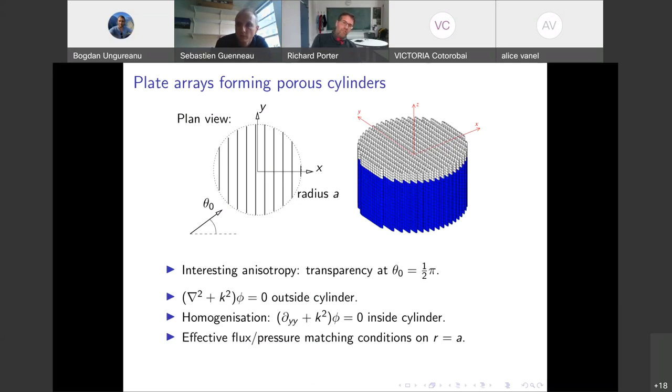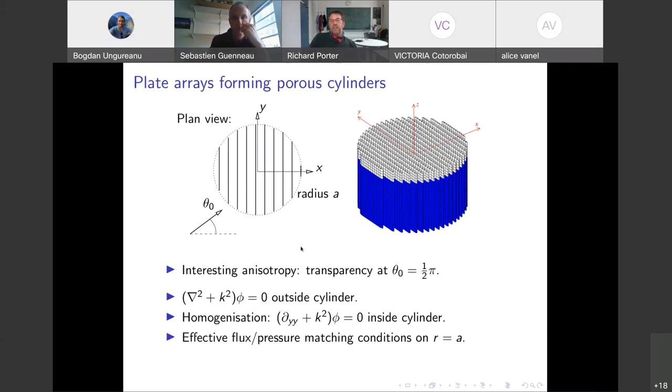This is really going back to my original problem that I was thinking about, where things extend uniformly through the depth. So now I've got a flat bed again, and I've let the plate arrays extend uniformly through the fluid and come out through the top of the fluid to form this kind of cylinder made up of these plate arrays.